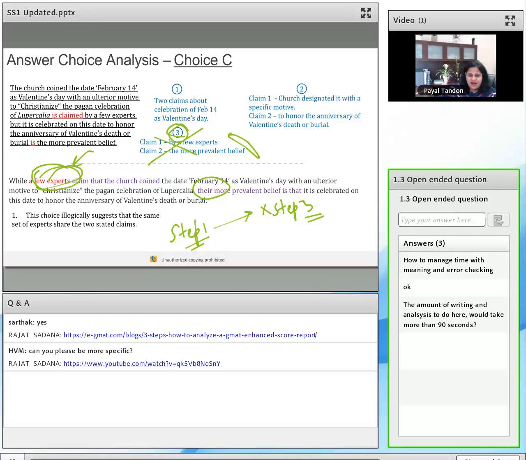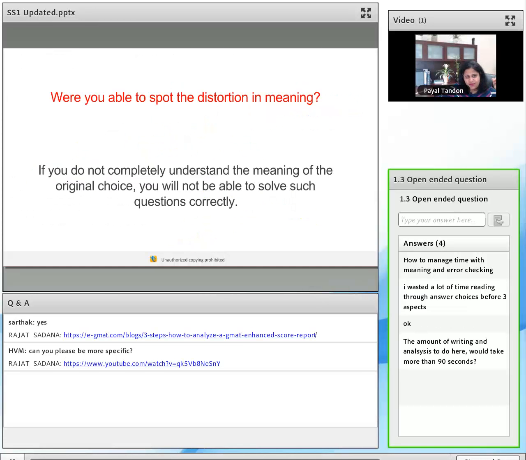The amount of writing and analysis to do here would take more than 90 seconds. In the learning phase, definitely that is going to take time. That's why I'm saying in the learning phase, I want you to keep the watch away, keep your clock away, no timer at all when you're learning the process. But as you learn the process, as you solve 20, 30, 40 questions in the application files, in the practice files, utilizing this method, by the time you finish the course, you will be able to solve questions in the timed environment as well. I'm going to talk about this in further detail after I finish off this question.